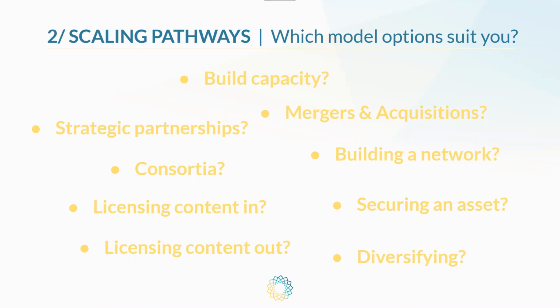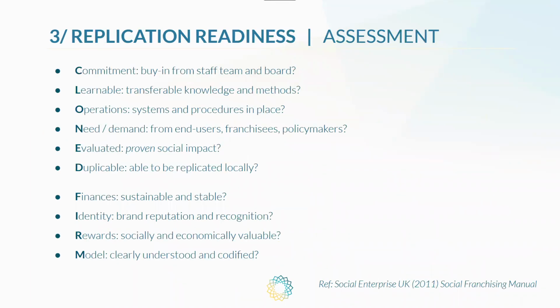Sometimes these things come along, like mergers and acquisitions, as an opportunity may present itself if there's an organization going out of business where you could leverage on that. Or consortia might come out of the blue where suddenly 2 or 3 organizations may need to get together to make a larger bid. So some of these things can be unpredictable, but which ones fall into the right sphere for you? And then third, replication readiness assessment.